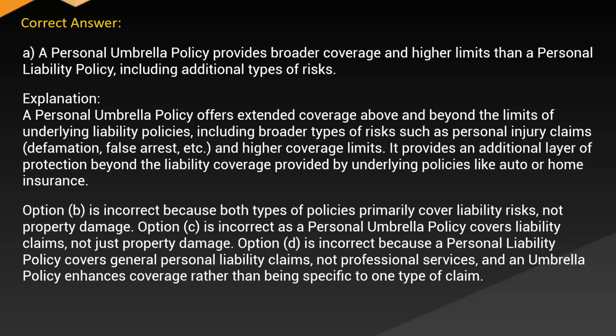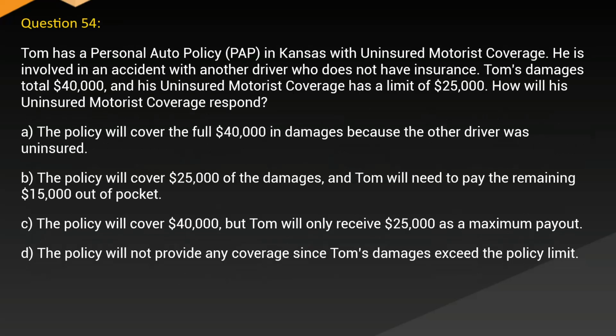Option B is incorrect because both types of policies primarily cover liability risks, not property damage. Option C is incorrect as a personal umbrella policy covers liability claims, not just property damage. Option D is incorrect because a personal liability policy covers general personal liability claims, not professional services, and an umbrella policy enhances coverage rather than being specific to one type of claim. Question 54.